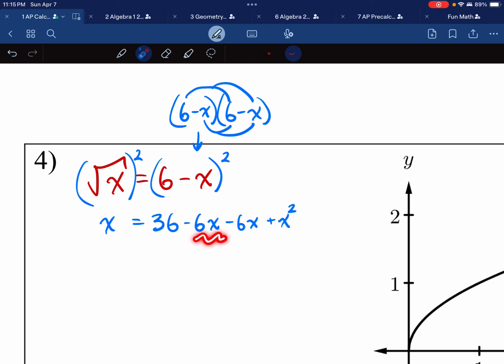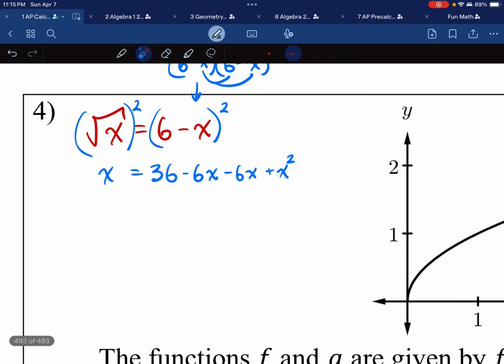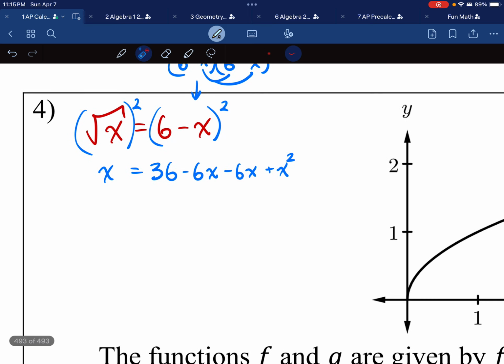Most students will forget those middle terms, and that is a sin. You cannot do that. You cannot forget your middle terms when you have a perfect square. So now I have this fancy equation that says x is equal to 36 minus 12x plus x squared. Side note, you might know the formula to expand this immediately whenever you have a perfect square.